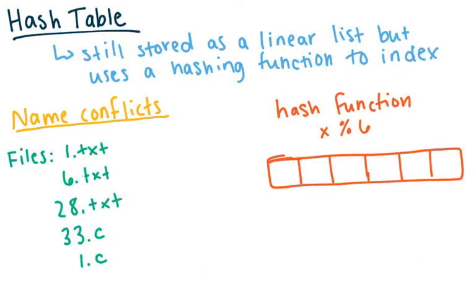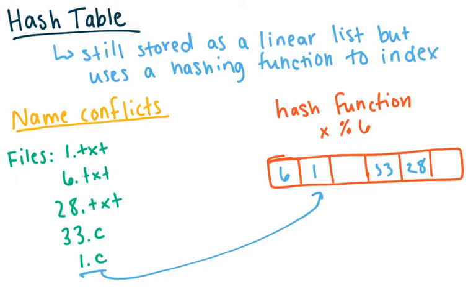Okay, what about name conflicts? So again, we have these files, and let's say, okay, so wait, 1 went here, 6, 28 went there maybe? Yeah, and then 33. So now we have 1.c. It's a different file name because it has a different extension, but it's got the same ID, and it's going to also want to come here. So what do we do here?